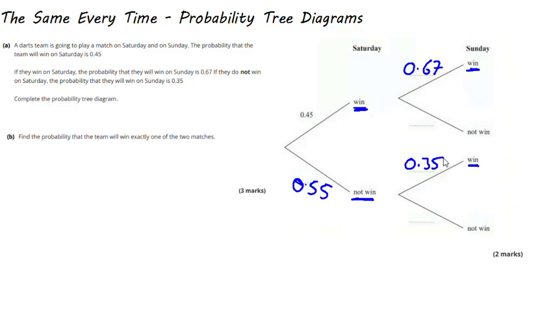1 minus 0.67, 0.33. These pairs of probabilities have to add up to make 1. 1 minus 0.35 is 0.65, so the pairs of probabilities add up to make 1. There's my tree diagram filled in. That's 2 marks.